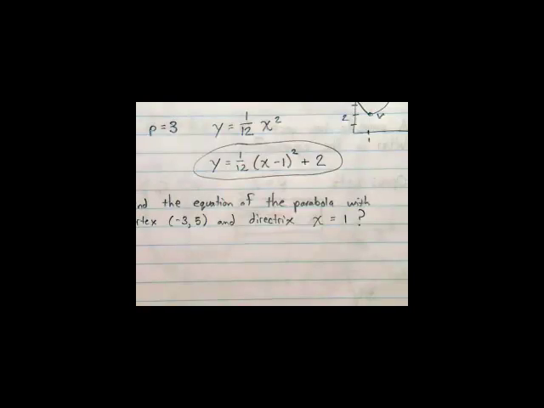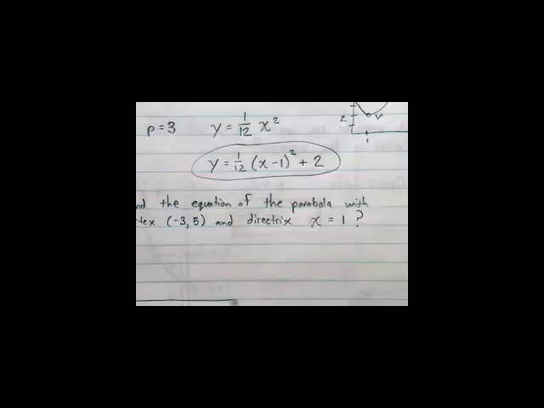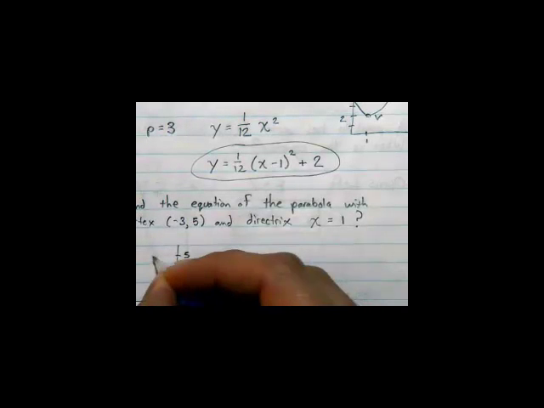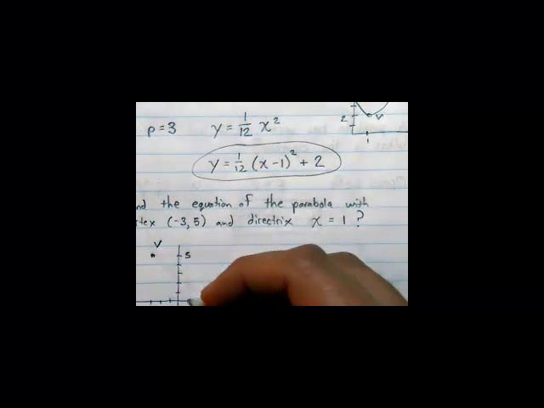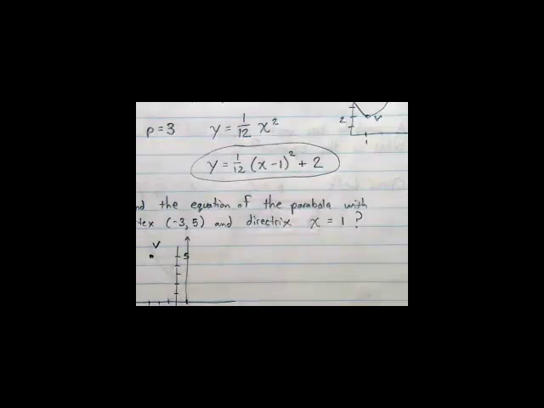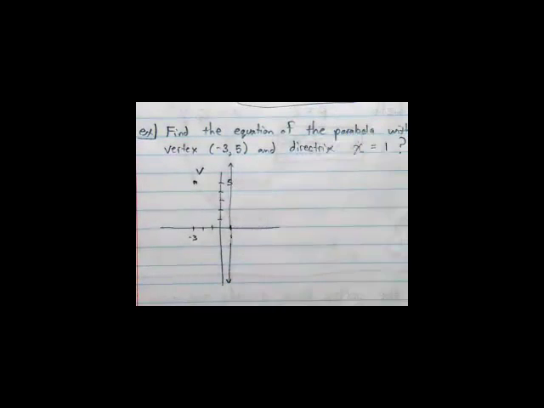So the vertex, again, obviously not 0, 0, is -3, 5 this time. And the directrix is x equals 1. Okay? I'm going to draw a little picture again, just because it helps me. So -3, 5. So -3 and then up 2, 3, 4, 5. So there's the vertex. And the directrix is x equals 1, so that would be over here, going this way. So what direction does this one open? To the left.